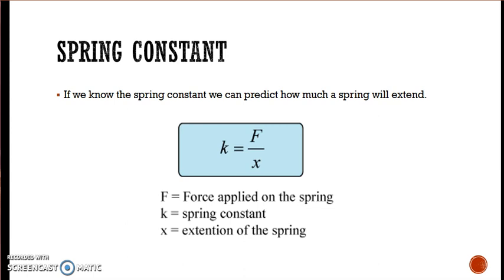Okay, so you see, it's F over x. x is the extension of the spring. So force over x is the spring constant. That's pretty easy. That's just force over extension. There you go. You can also rearrange it so you can get the extension.